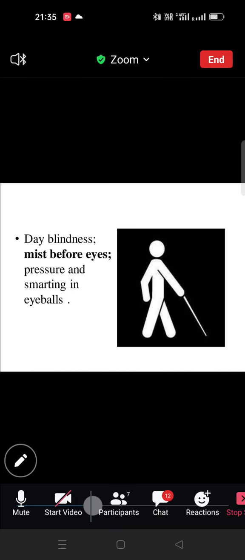Let's talk about the other symptoms. Day blindness, mist before eyes. Means a patient is having blindness especially in the daytime and उसको क्या क्या धुंधला दिखेगा. The patient is looking like a blur. Means he cannot see because if he is looking over anything, it will look like a blur. And there will be a pressure and spasmodic pain in the eyeball.